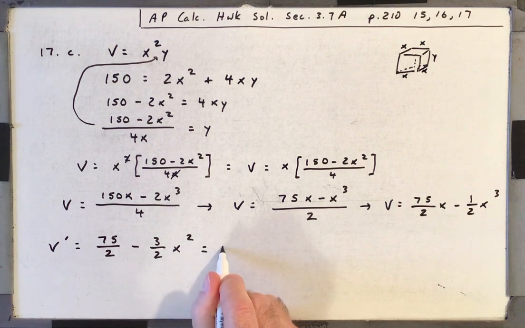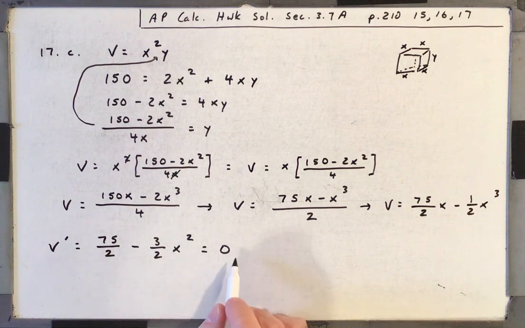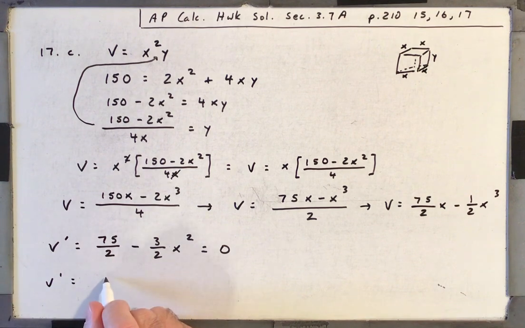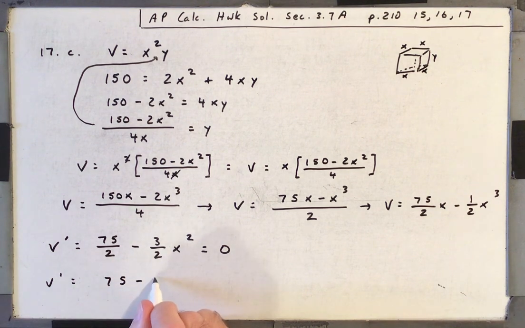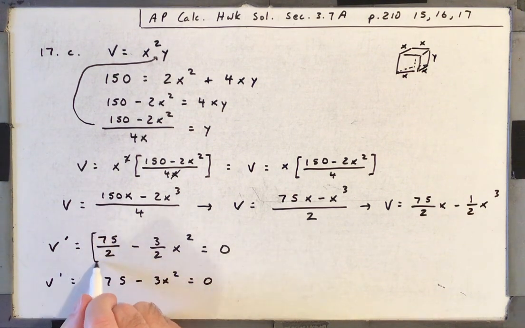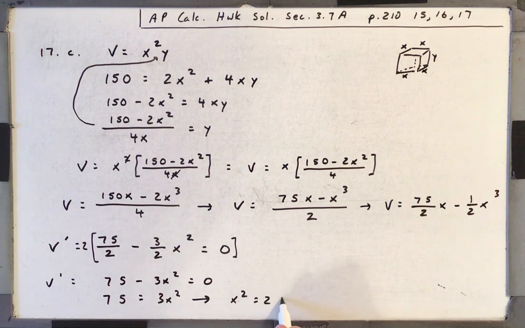So we're going to set that equal to 0. So let's multiply both sides through by 2 to get rid of the fraction. And so I would have 75 minus 3x squared is equal to 0. So what I did was I just multiplied both sides through by 2. So we'd have 75 is equal to 3x squared. So x squared is equal to 75 over 3, which is 25. So x is equal to the square root of 25, which is 5 inches.